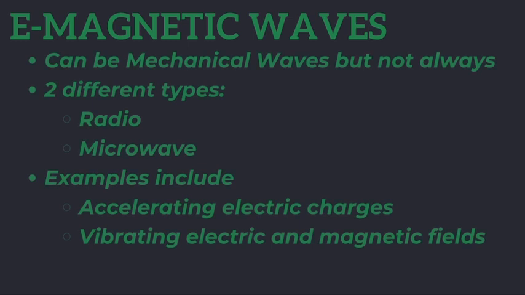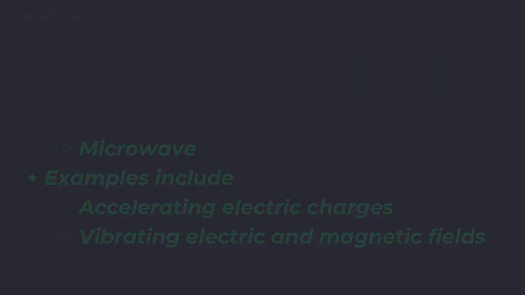Magnetic waves, or electromagnetic waves, can also be mechanical waves, but not always. There are two different types of electromagnetic waves: radio waves and microwaves. Examples of this include accelerating electric charges and vibrating electric and magnetic fields.